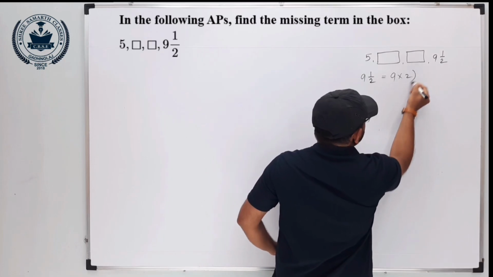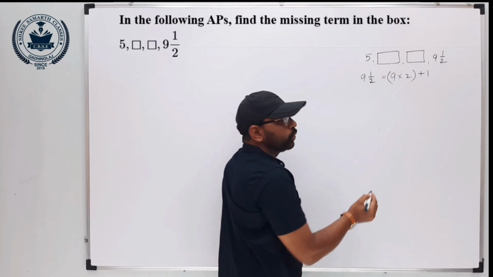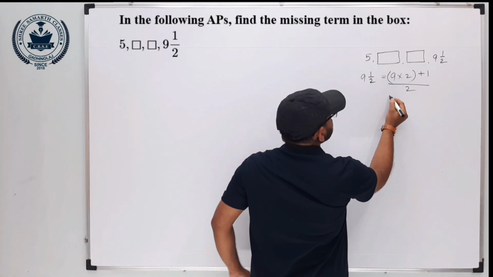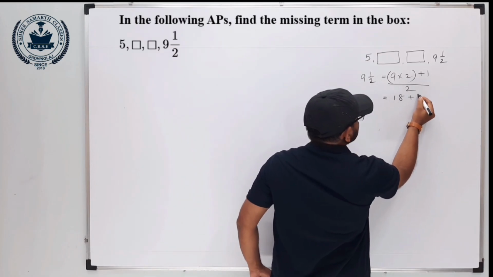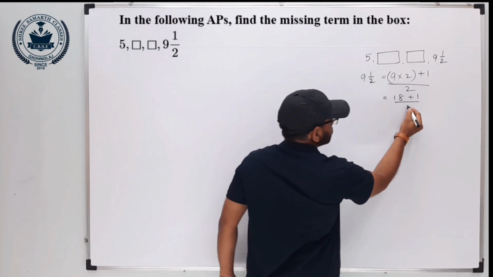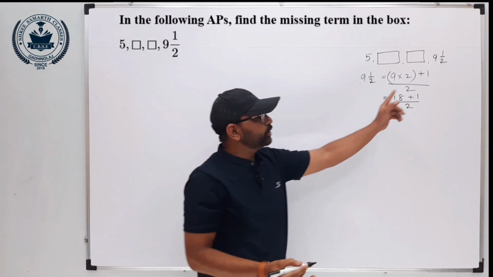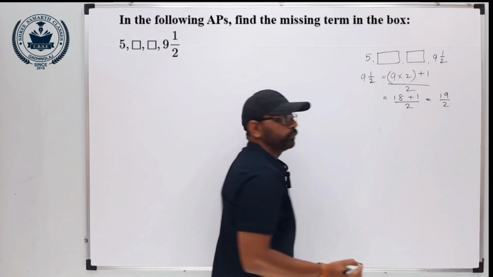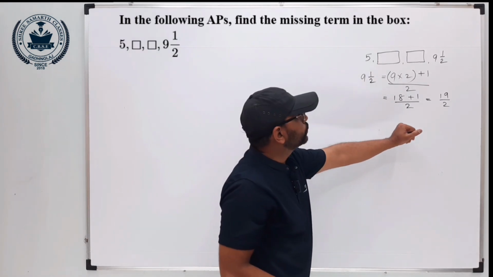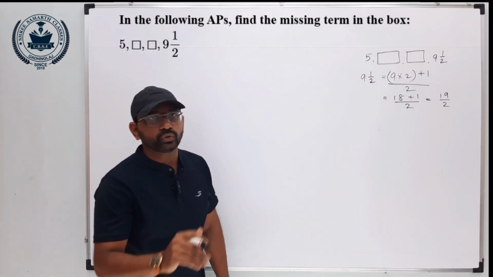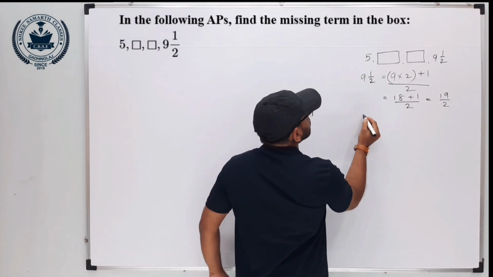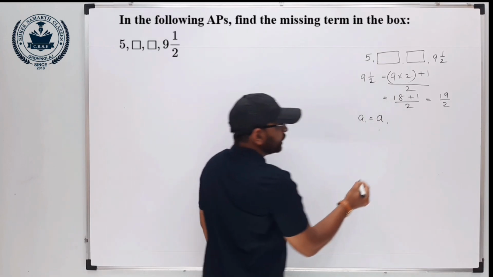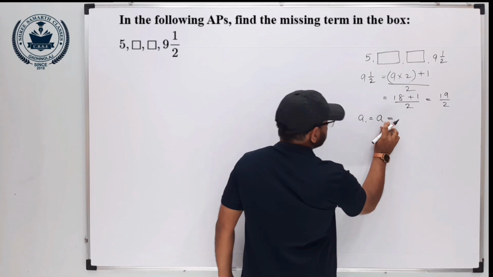So what is that? 9 into 2 plus 1 whole divided by 2. So what do we get? 9 into 2 is 18, plus 1, whole divided by 2. So 18 plus 1 is 19 upon 2. Okay, so this 19 upon 2 is considered to be the last term, or the fourth term.